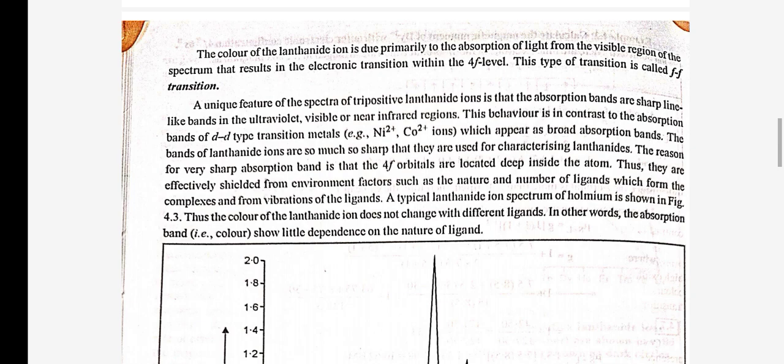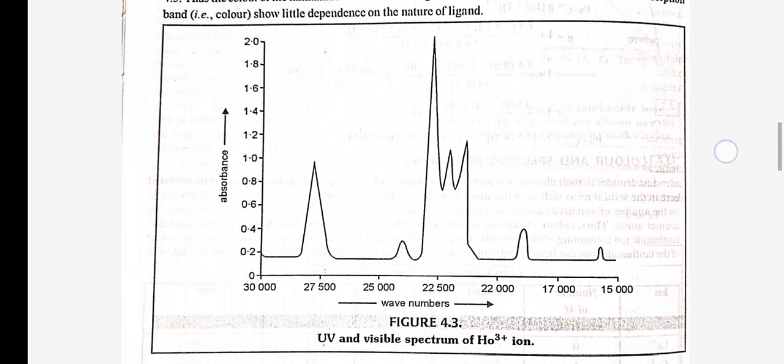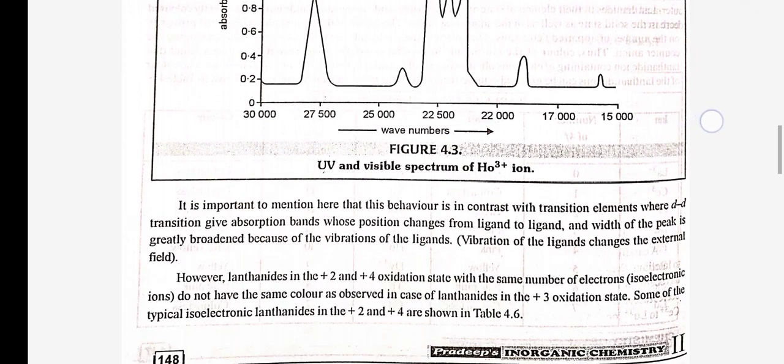The reason for very sharp absorption bands is that the 4f orbitals are located deep inside the atom. Thus, they are effectively shielded from environmental factors such as the nature and number of ligands which form the complex and from the vibrations of the ligand. A typical lanthanoid ion spectrum is that of holmium. Thus, the color of the lanthanide ion does not change with different ligands. In other words, the absorption bands show little dependence on the nature of the ligand.